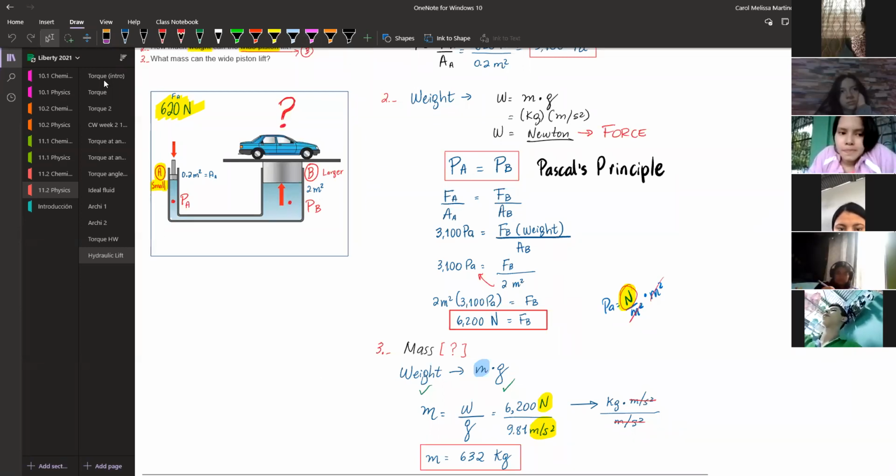So recall, we're going to call those two positions A and B. From that, you're going to be getting the information according to the position that you have in the hydraulic lift. So we're now going to explain another example. I'm going to pause the video.